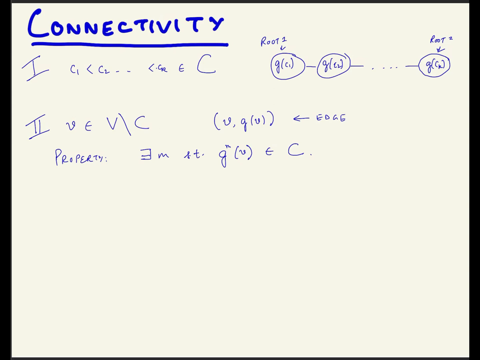Now this is easy to prove. So let's consider this series V, G of V, G^2 of V, G^3 of V, and so on, G^n of V, where n is the total number of vertices, G^(n+1) of V. Now we only have n distinct vertices, so at some point this series has to start repeating itself. Which means that there has to be some index m and some other index p, which is greater than m, such that G^m of V is the same as G^p of V.